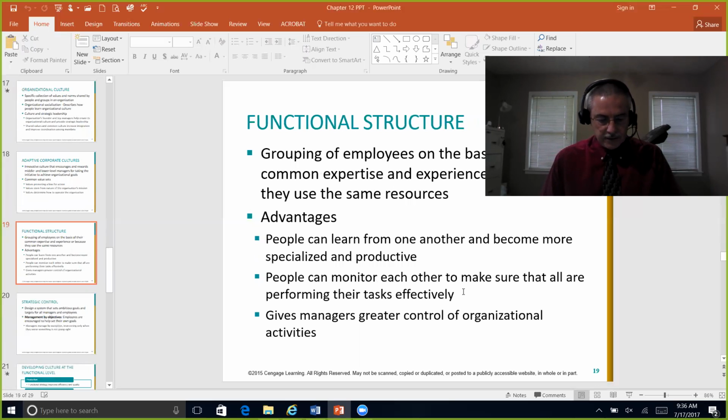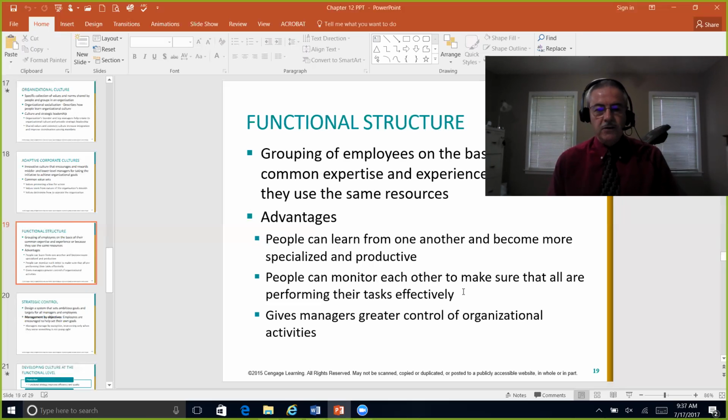Functional structure, page 414, is another way that we can group people in tasks to build competencies for companies. When you're doing a grouping by function, it's just that. It's that range of value chain activities that must be performed in a way that a company is grouping its functions, where they have common expertise, experience, and they may even utilize the same resources.